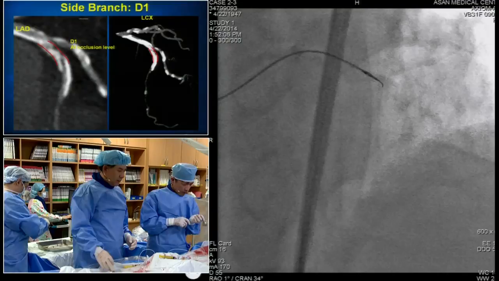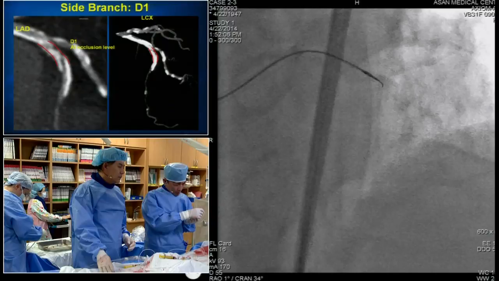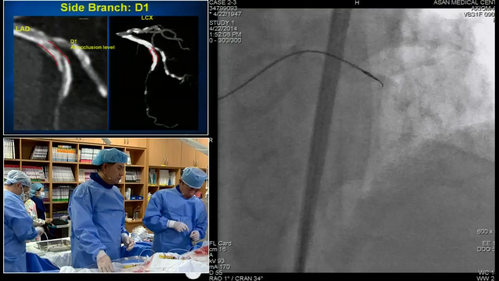My suggestion is to use the Crusade catheter. Guidewire close to the diagonal, and you can use the Crusade to get a good support.